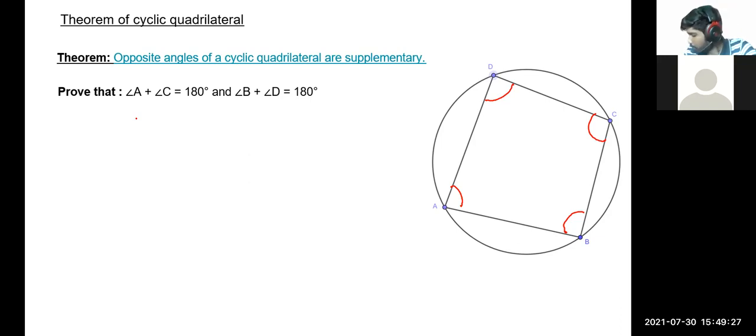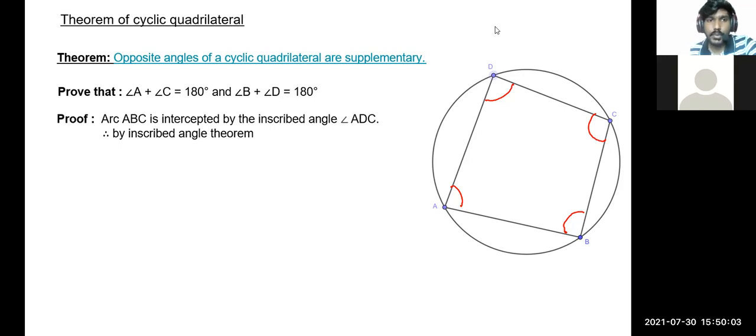Okay, so we'll start with the proof of this theorem. A plus C equals 180 and B plus D equals 180. So A plus B plus C plus D equals 360. Yes, correct. But we don't need that. Now we are proving just that opposite angles are supplementary. That is what we are proving. We don't need the sum of all 360 degrees, at least in the theorem. So let's start with the proof.